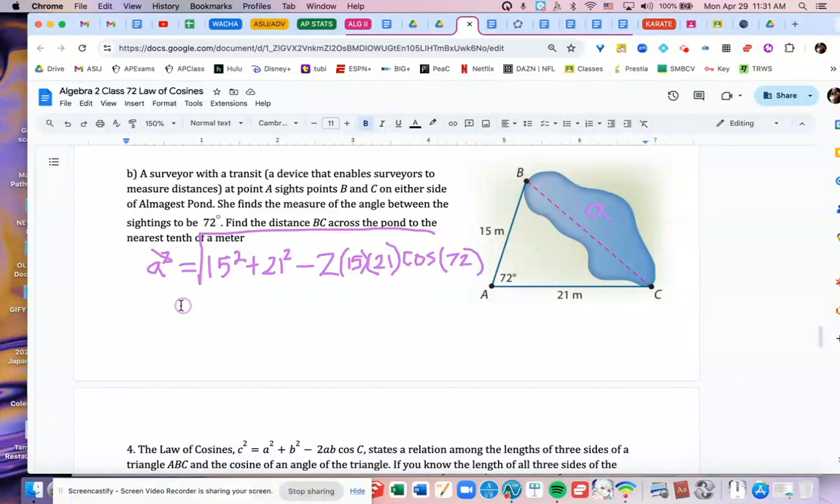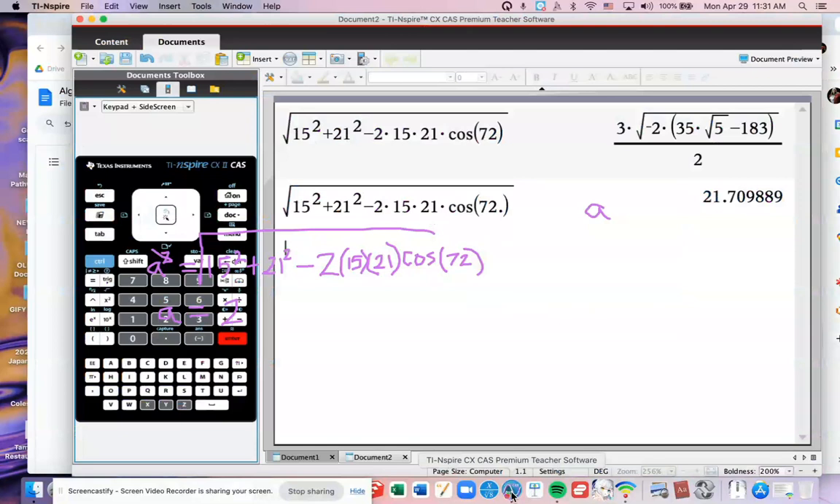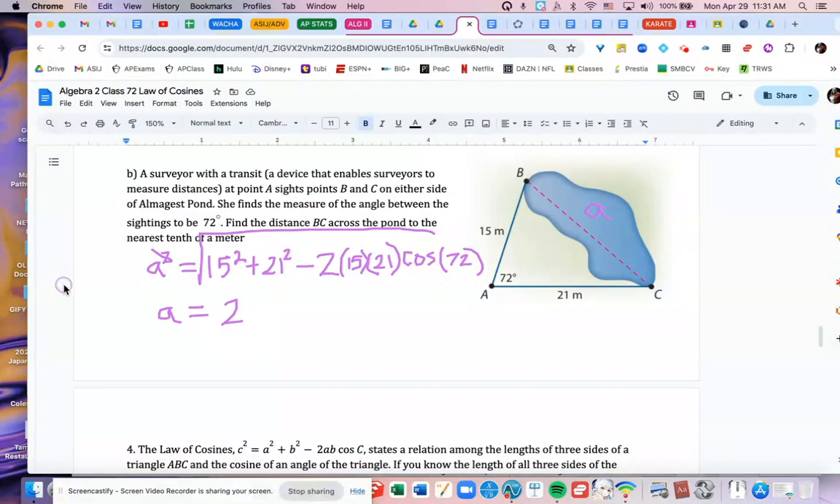Now, again, I said before, we are close to being upper class mathematicians. So what did I say it was? 21.7? Yeah, 21.7. So we got 21.7. And if I want to be more specific, 21.71 meters. Don't forget to put units on it.